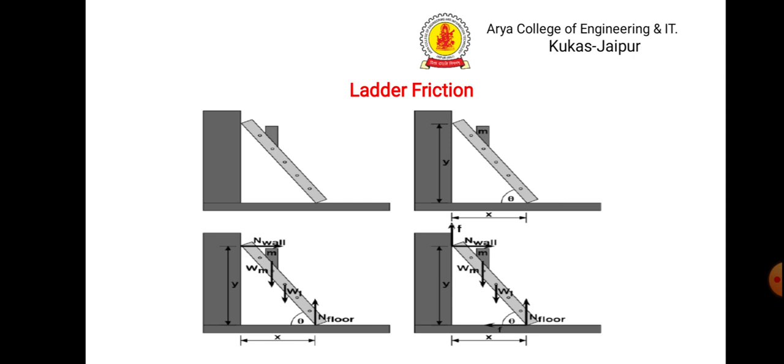Now if the ladder slips, then what will happen? On the wall side, the ladder will slip in the vertically downward direction, so there is a friction F in the upward direction. Similarly, at the floor side, the ladder will move towards the right hand side, so the friction force will act on the left hand side. So these are some forces which we will have to consider.